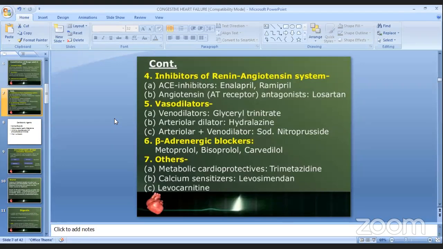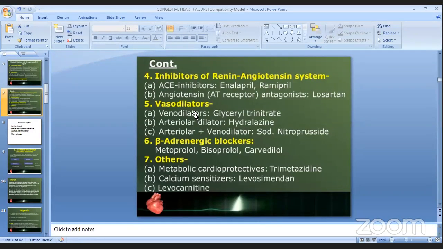Angiotensin-2 antagonist drugs are also there. That is, they inhibit angiotensin-2: the antagonists losartan, telmisartan, valsartan, all these types of drugs can also be used for congestive heart failure.